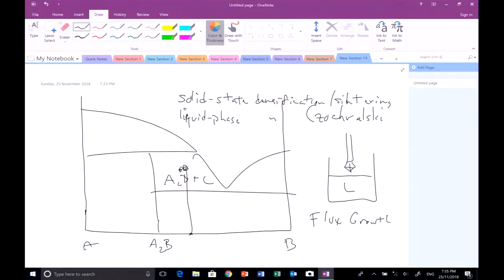So for solid state densification, there's only one requirement: it can't form a liquid. So if I want you to solid state densify A2B, what is the maximal temperature that you can do this at? T1? Who said T1? Why did you say T1? Maximal temperature sintering A2B.